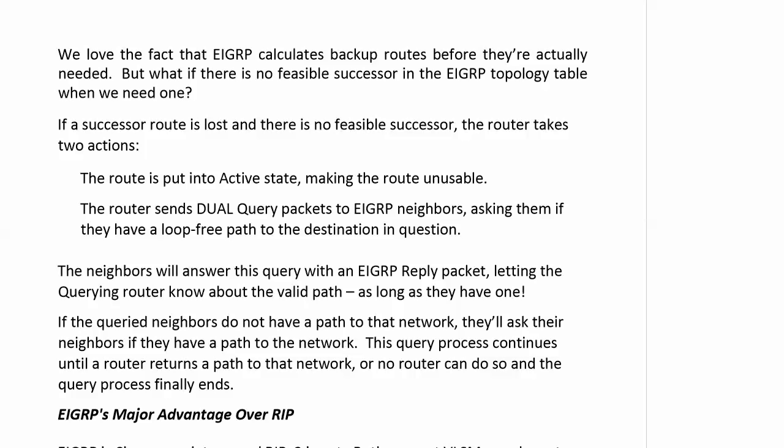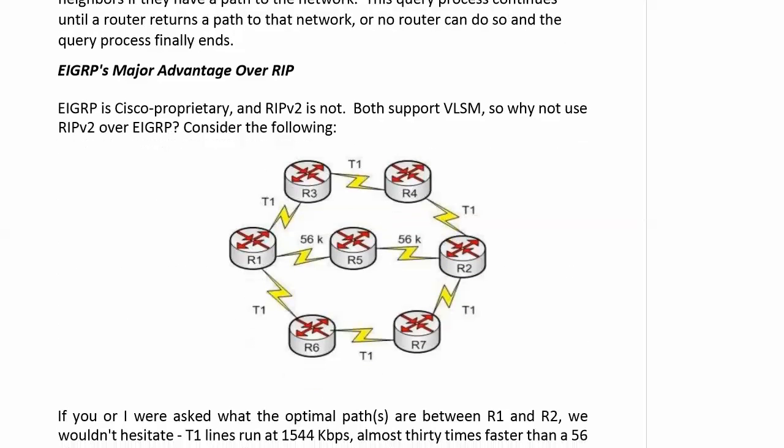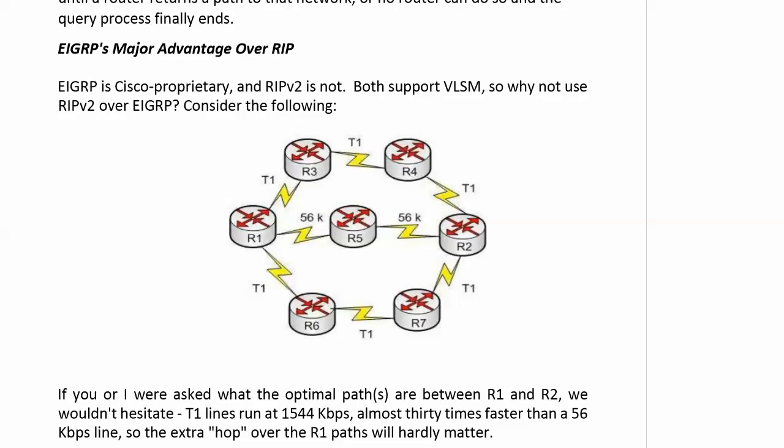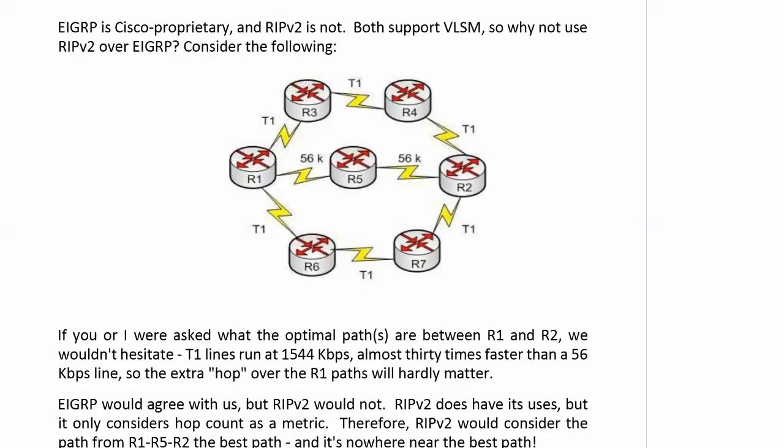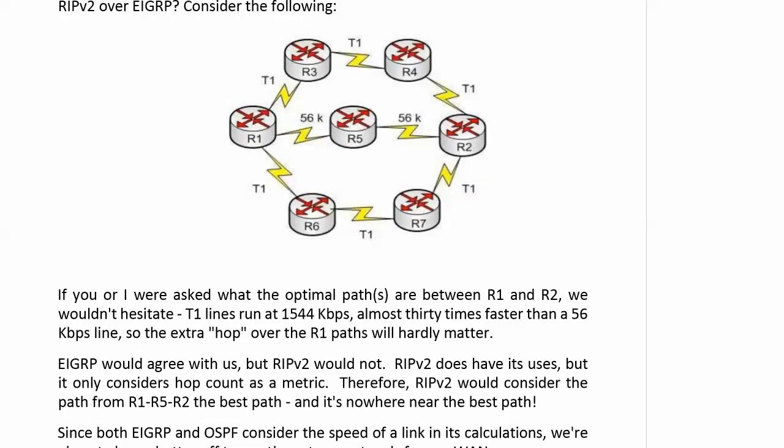Now, EIGRP's major advantage over RIP. RIP's pretty much gone from the CCNA exam, but we're going to talk about it a little bit here. Both support VLSM, so why not RIP version 2 over EIGRP? Well, here's why. If you or I were asked what the optimal path was here between routers 1 and 2, we wouldn't hesitate because we'd look at this and say, okay, this is T1 speed all the way around here through 3 and 4, and that's all T1. But what about this direct link? Well, that's 56K. That's a lot slower than a T1 line.